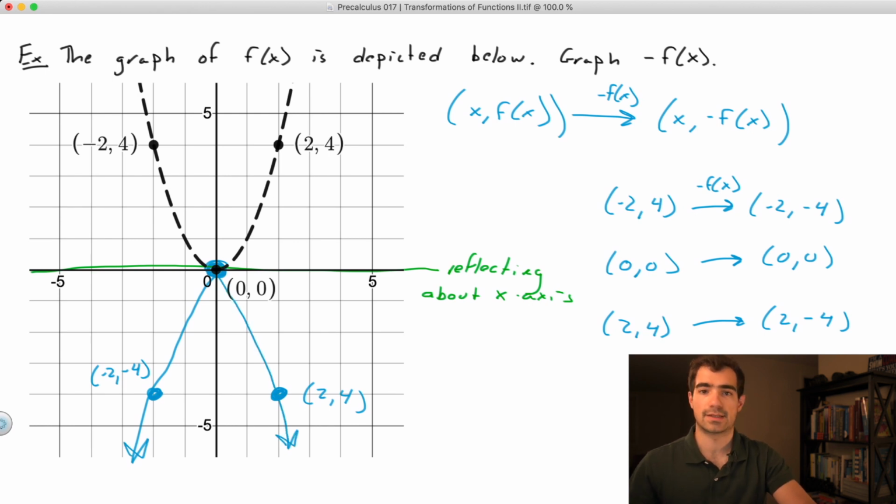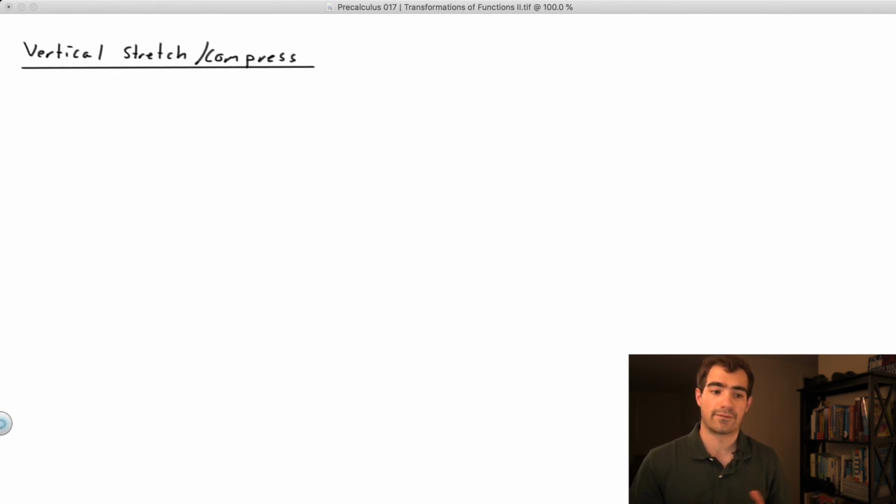And we connect the dots, and we have a reflection of our original function. And so this graph in blue would represent -f of x and would be our final answer. But there are also a lot more different transformations we can explore. Next, we can look at a vertical stretch or a vertical compression.